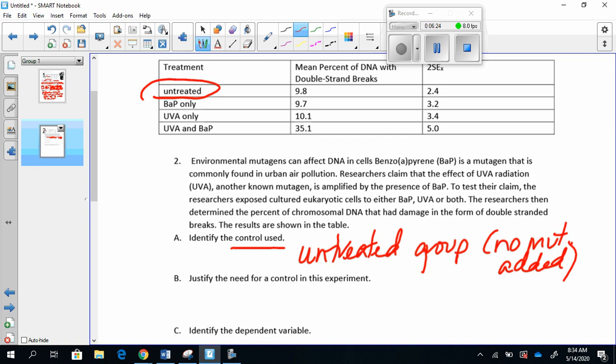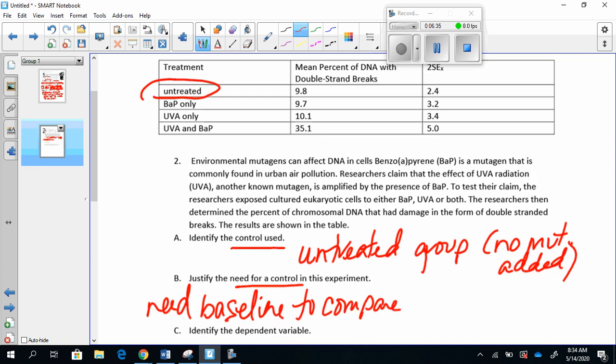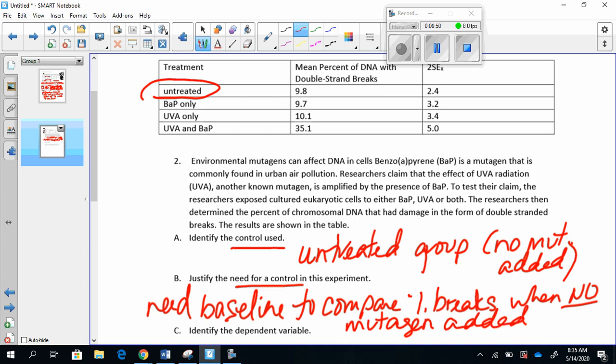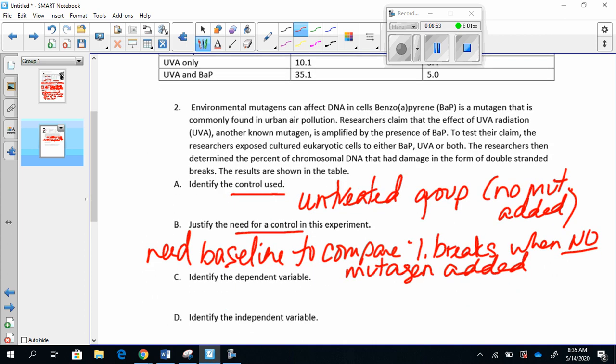All right, justify the need for a control. Okay, I need a control to have a baseline. Need a baseline to compare the percentage of breaks when there's no mutagen added. So we always have a control so that we can see, all right, how much damage does it do when you don't have anything? Because sometimes damage just happens. They're just mutations. So how often does it happen without the mutagens?